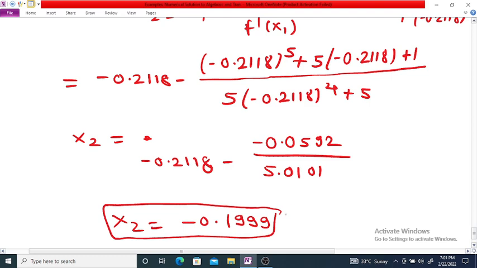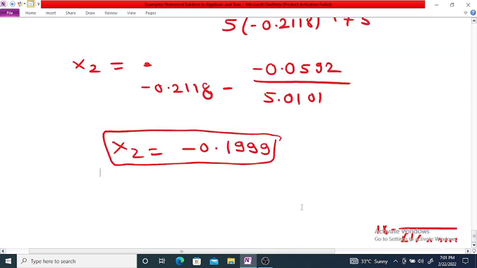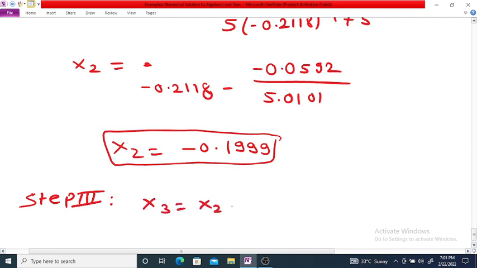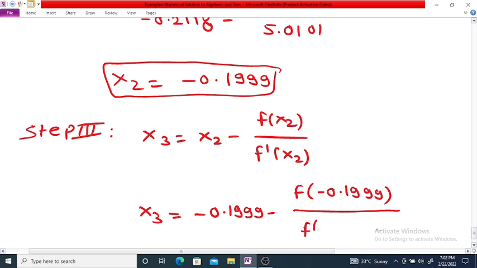Now x3. You can see here x1 is minus 0.2118 and x2 is minus 0.1999. They are not correct up to a single decimal place. So next, step number 3: x3 is equal to x2 minus f of x2 divided by f dash of x2. So x3 is equal to x2 minus, that is minus 0.1999 minus f of minus 0.1999 divided by f dash of minus 0.1999.